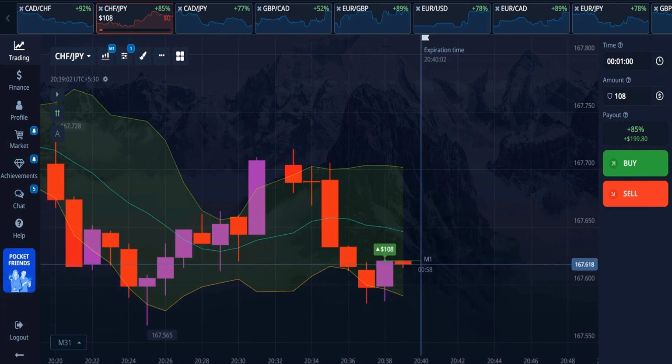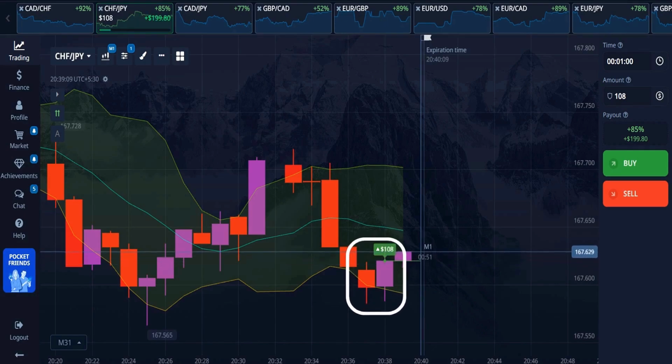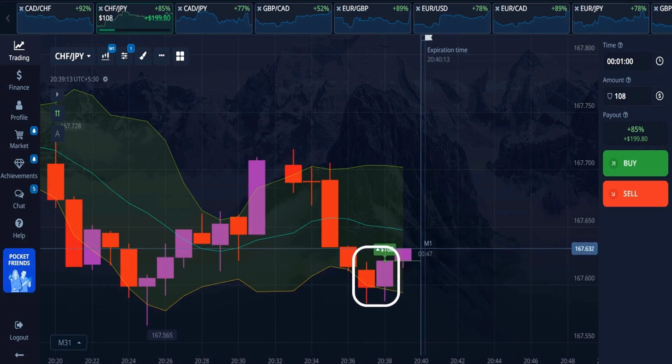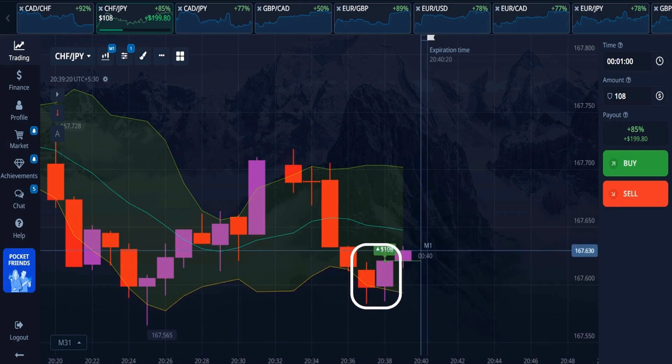All right, traders, here's our setup in action. Here, the price is near the lower line of the Bollinger Band, and a bullish engulfing pattern has formed. According to our strategy, this is a perfect buy trade setup.